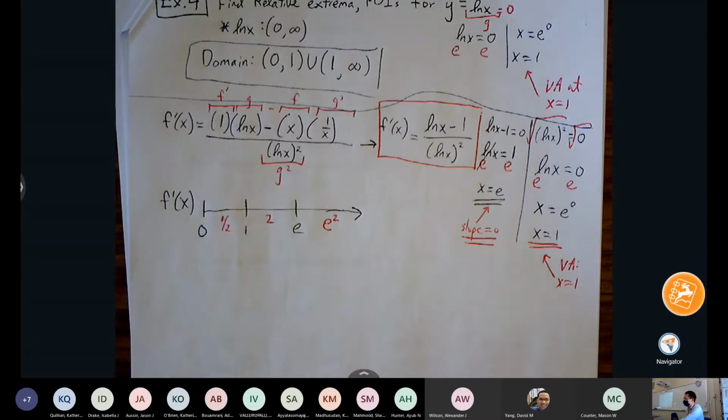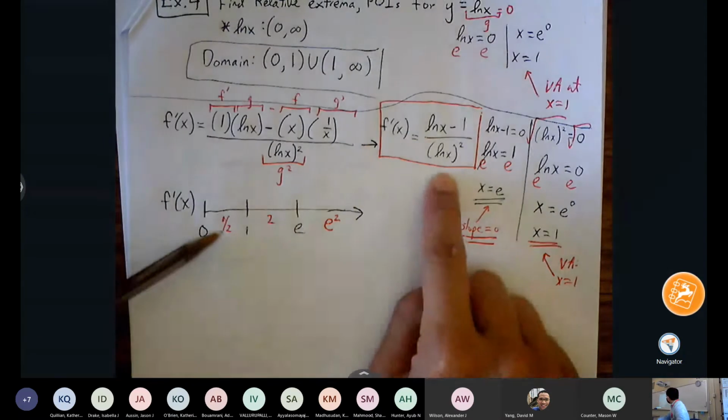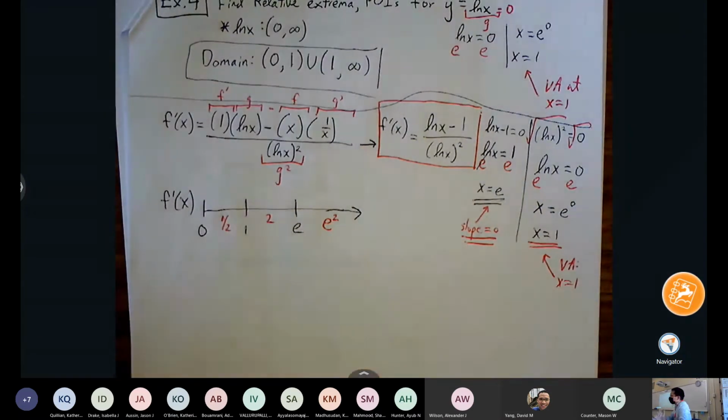Okay, so I'm going to start plugging values into my derivative to see if it's a positive or negative value, and then from there I can interpret whether that interval is going to exhibit positive or negative slope.